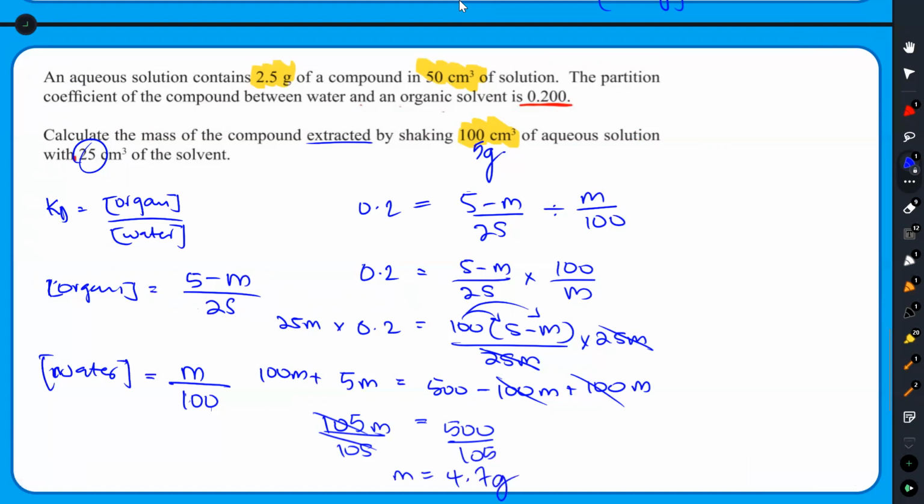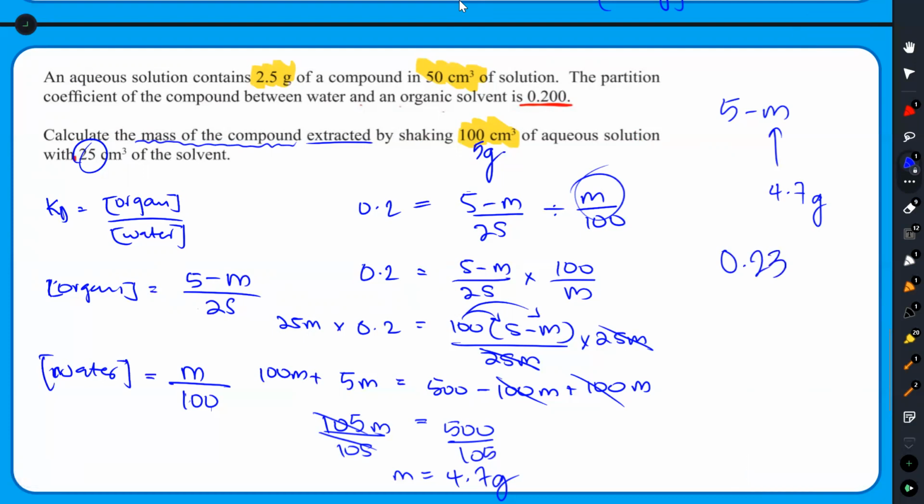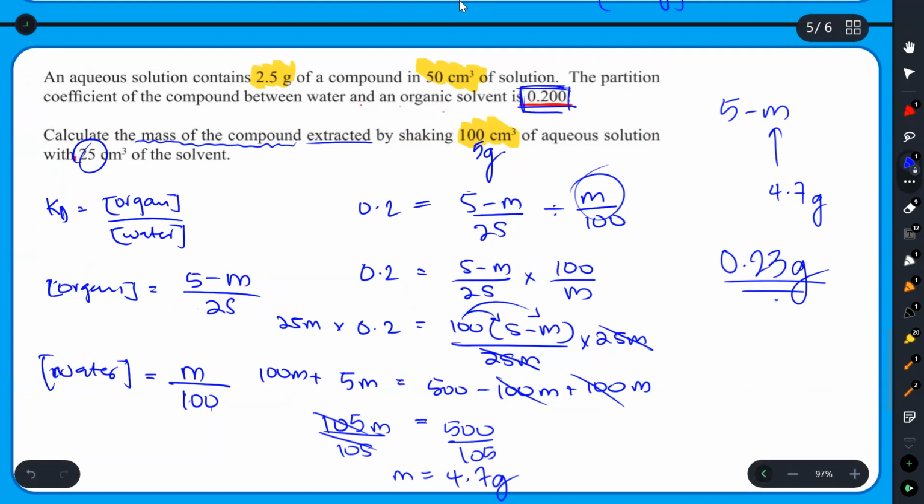But they asked you to calculate the mass of the compound extracted. So what's extracted would be what was not left behind in the water layer. That would be 5 minus m, and m we found as 4.7 grams because that's what's in the water layer. So 5 minus 4.7, the answer is 0.23. So this is the mass that would be extracted by the solvent layer.